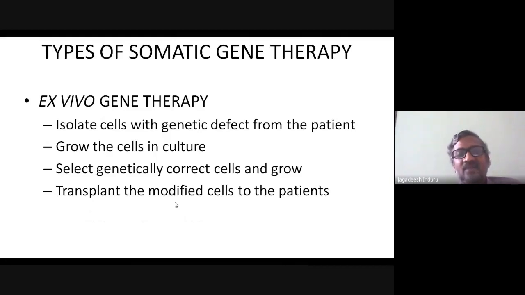And select the genetically correct cells. We have got a treatment, and some cells are present in the original defect, some cells are corrected. And we collect the correct cells, and again we make them grow and transplant the modified cells into the patient. This is actually called ex-vivo gene therapy. It means we are doing certain interventions outside our body, and again we are entering into the body to treat the disease. This is called an ex-vivo treatment.